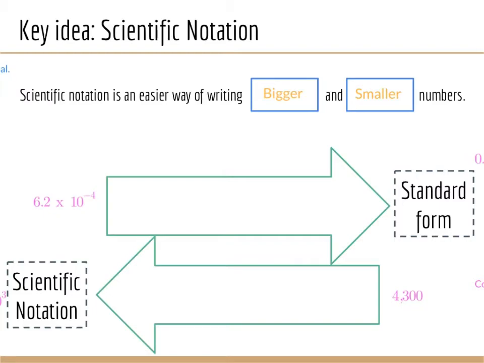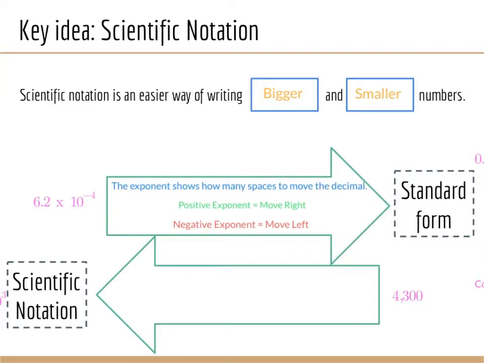And the way that we're going to do that is the exponent shows how many spaces to move our decimal. A positive exponent means we move to the right, and a negative exponent means that we move to the left. So in this case, I've got 6.4 times 10 to the negative fourth. So I'm going to start by taking a look at my exponent, to show how many spaces I'm going to move. So in this case, I'm going to be moving 4 spaces because I have a 4 in my exponent here. So I'm going to be moving my decimal 4 places, or to the left.